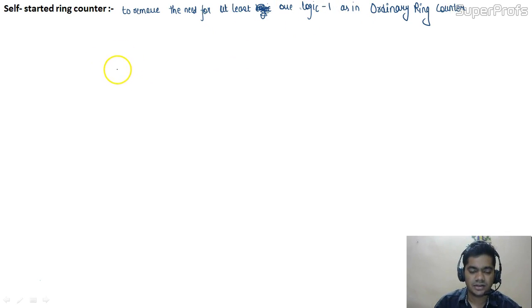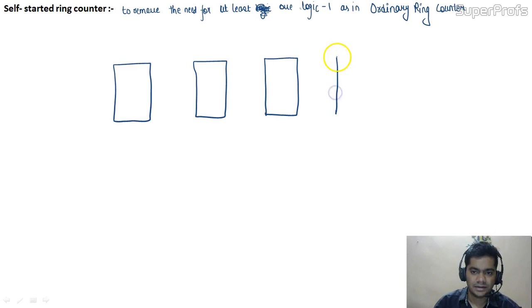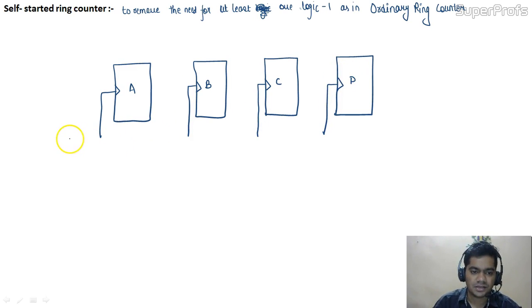Let's draw its circuit or the block diagram. So we are taking again 4 flip-flops with us. These are the 4 flip-flops, A, B, C and D. Okay, so this is A flip-flop, B flip-flop, C flip-flop and D flip-flop. Now we are going to make its connections. This is the clock pulse that is given to all the flip-flops simultaneously, because it is a synchronous counter, or we can say it is a special type of synchronous counter.